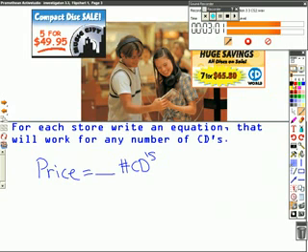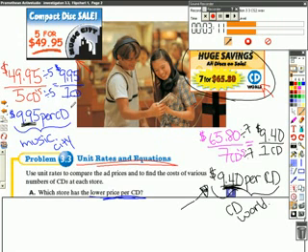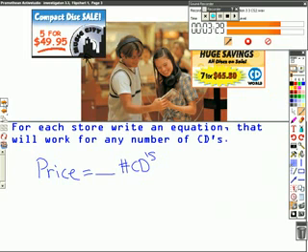So the question is, how do I get the price? If I want 2 CDs from Music City, how do I figure out the price? If we go back to what we did earlier, we said that each CD is $9.95. So if I want 2 CDs, what am I going to do? I'm going to do $9.95 plus $9.95, or $9.95 times 2. If I want 3 CDs, I'm going to do $9.95 times 3. So you can see that there's a pattern going on, where my price is going to be $9.95 times however many CDs that I want.